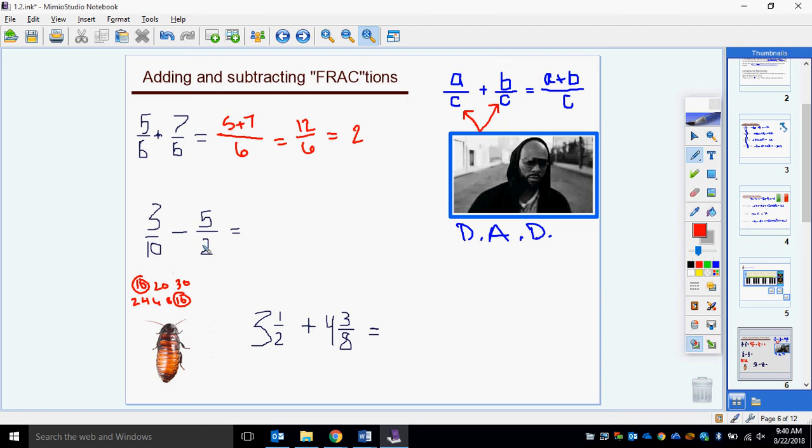So I know that 10 is going to be my common denominator. Well, this guy already has 10 in the denominator. How do I get 5 halves to have 10 in the denominator? Well, I want to multiply by what to get up to 10? If I multiplied by 5, that would give me a denominator of 10 here. If I do it in the denominator, I have to do it in the numerator because I don't want to change the value of this fraction.